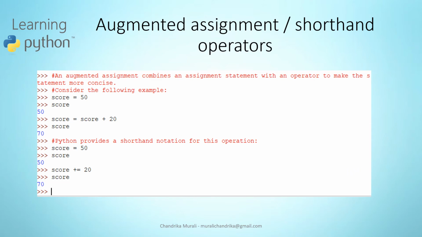This is one of the special features of Python and it's available in a few other programming languages as well: augmented assignment, or shorthand operator. That is, when you're using the variable name on the left side of the assignment operator and also on the right side, you can use a shorthand operator for that.